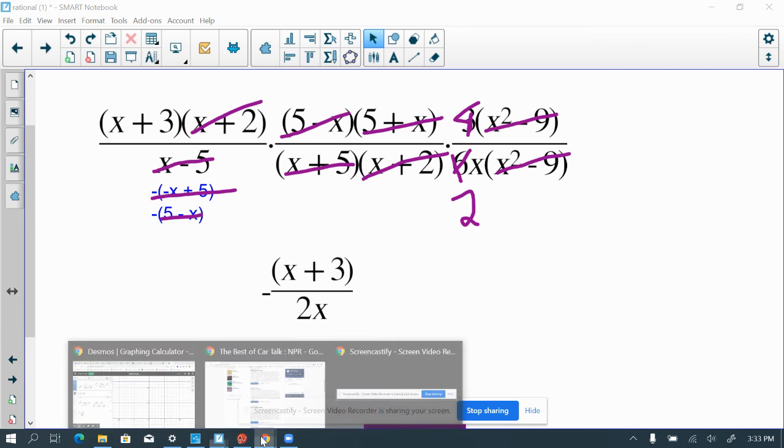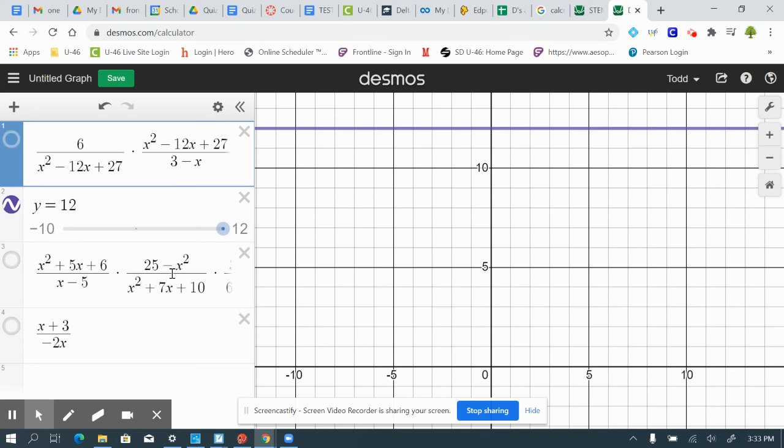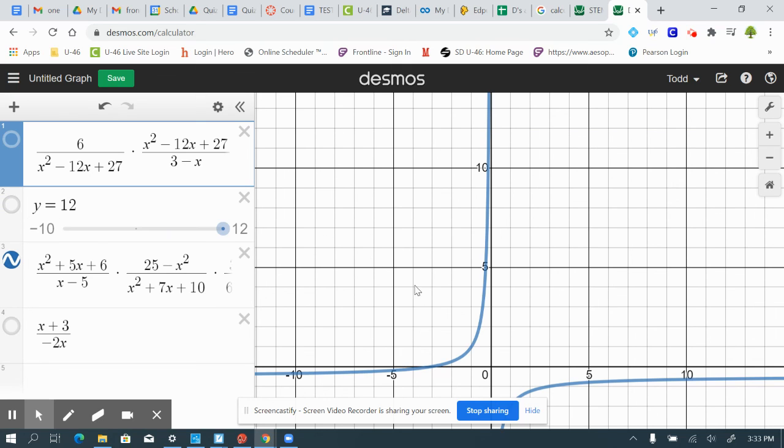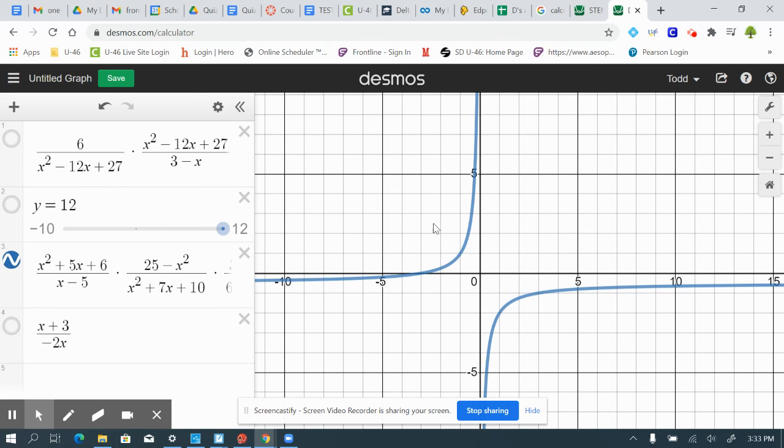And we can show by looking at the graph. Here's that original fraction, that original, and it looks like this, like so. Here's our final answer, remember? Let me blot this and show that. They're the same. They are the same.